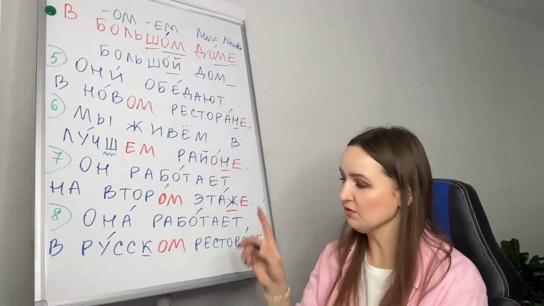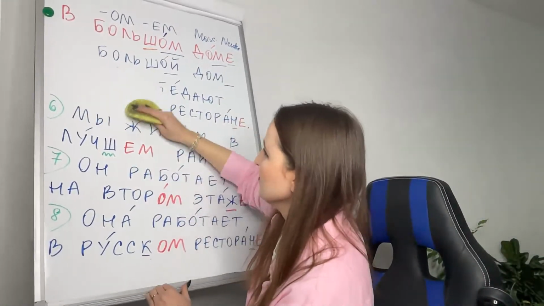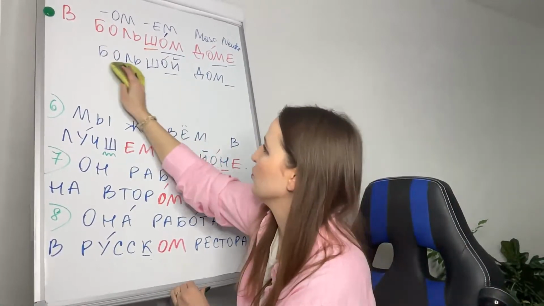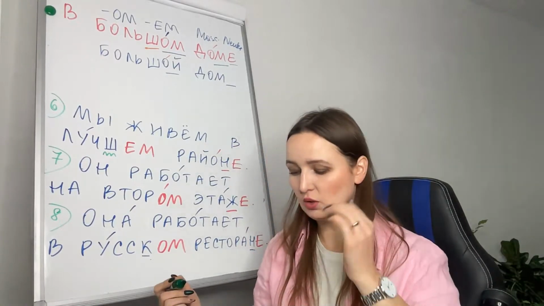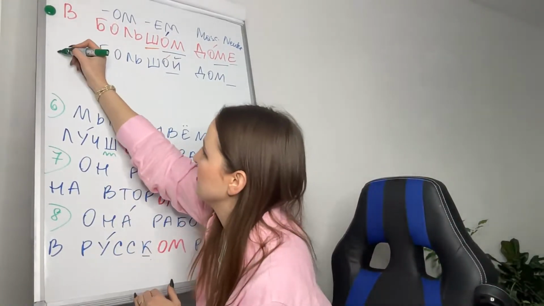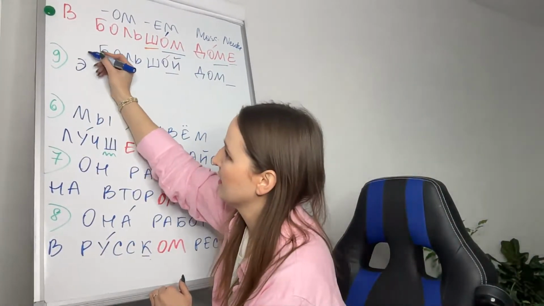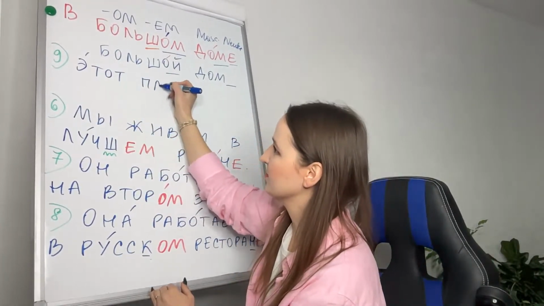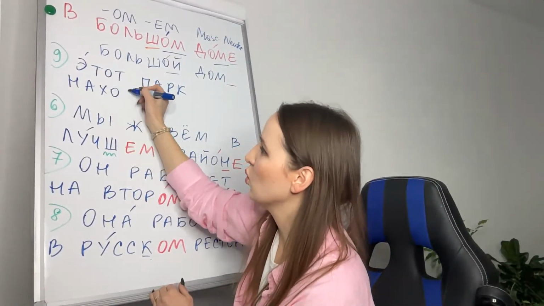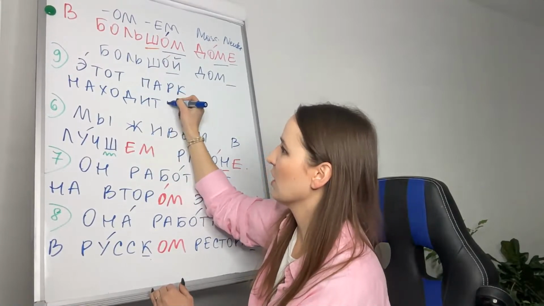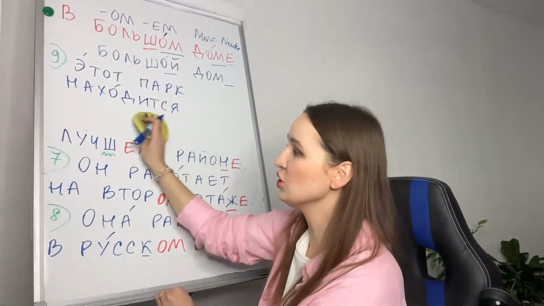Let's use nominative one more time to memorize it. Номер 9. And it will be about a beautiful place. Number 9. This park is located in a beautiful place. Этот парк находится. Этот парк находится. This park is located where?